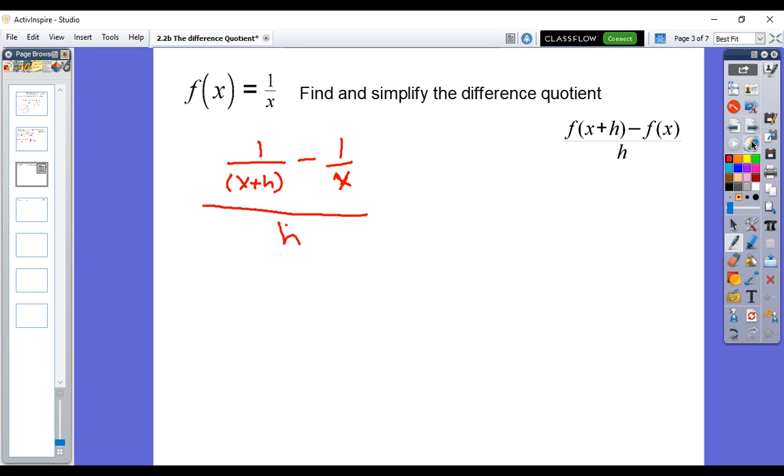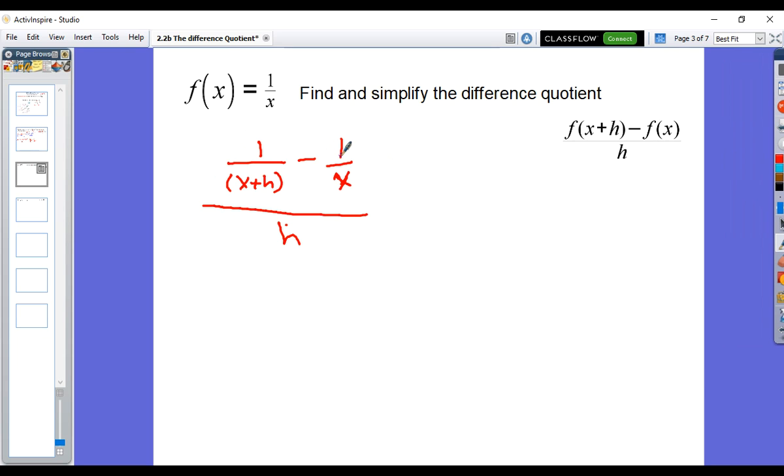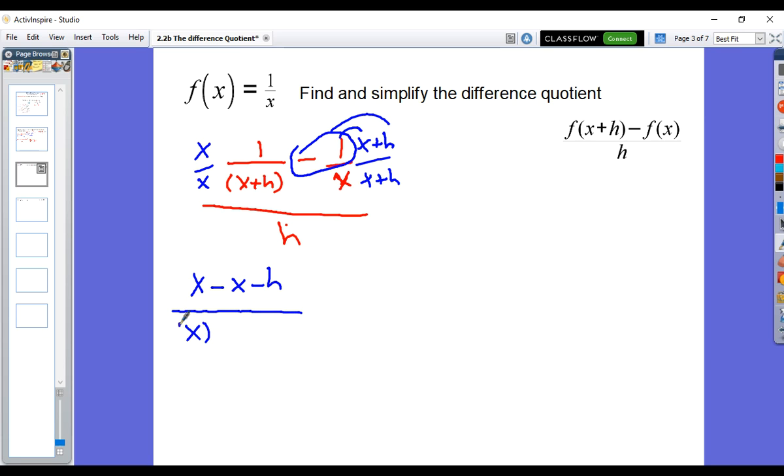Let's simplify it. Just like any other problem we did before, last semester and the beginning of the semester, we've got to get a common denominator. To do so, we multiply by the difference. So here we need an x plus h on this side. So we multiply the top and the bottom by x plus h. And on this side, we multiply by x. When we do that, we're left with, on the top, x. And here, we're going to take that negative with the 1 and then distribute to multiply it. It'll be x minus h over the common denominator, x plus h, all over h.